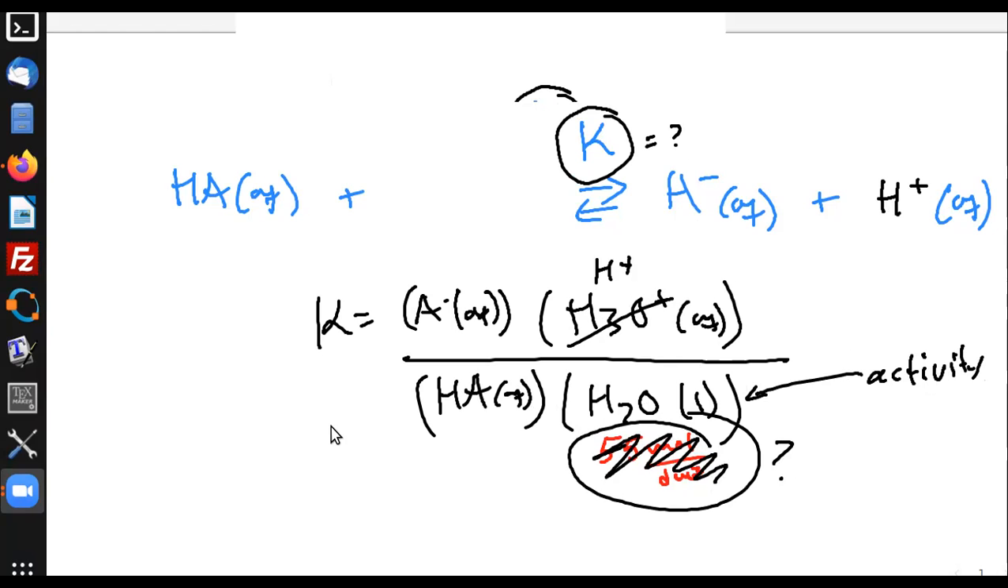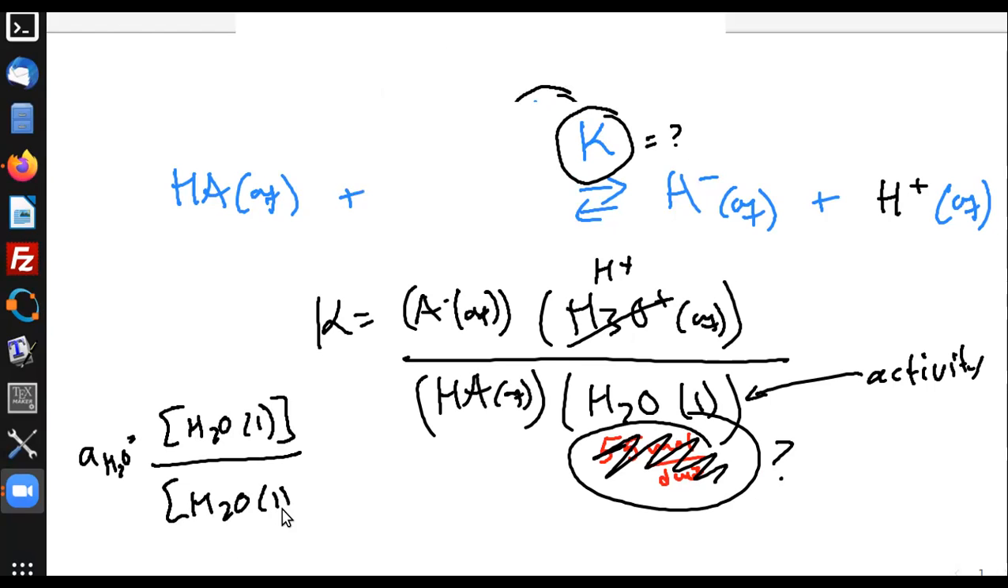Because what is the activity? What is the concentration of water in a dilute solution compared to the standard concentration of standard water? Well, it is of course the same, so that will create a unit here.